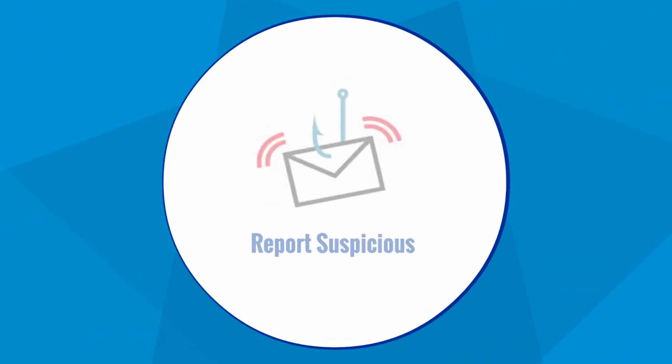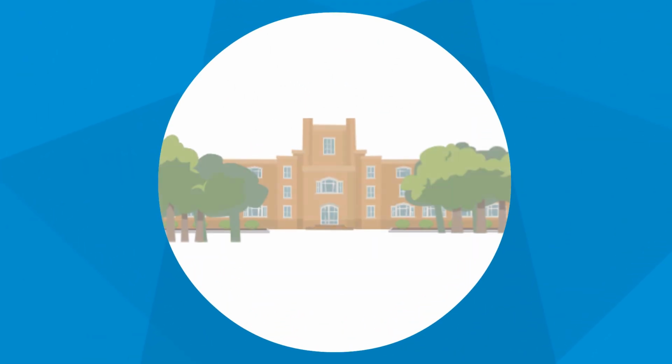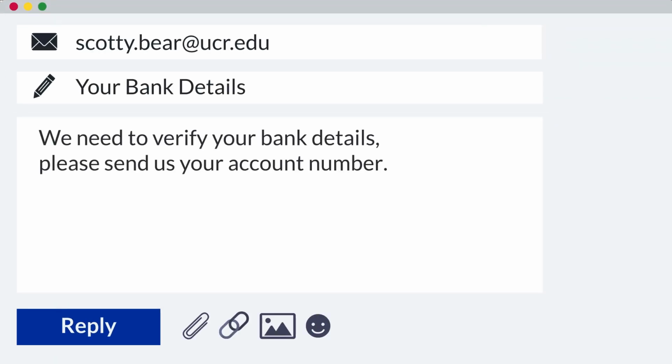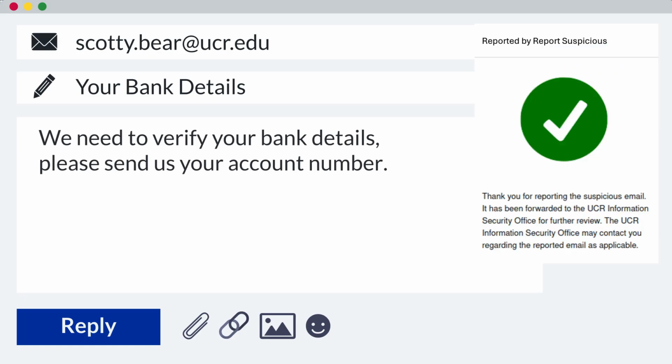Report Suspicious is available across campus as a quick and easy way to report phishing emails. Report Suspicious is available in both Outlook and Mail. Using Report Suspicious is simple. When you receive a suspicious message, click the Report Suspicious button in your email program. Your submission will be confirmed and the email will be sent to the UCR Information Security Office for review.